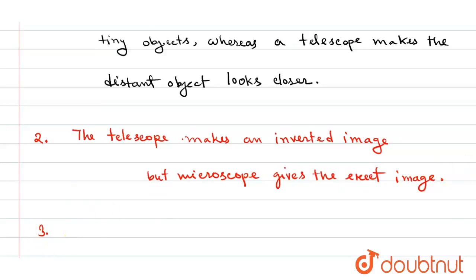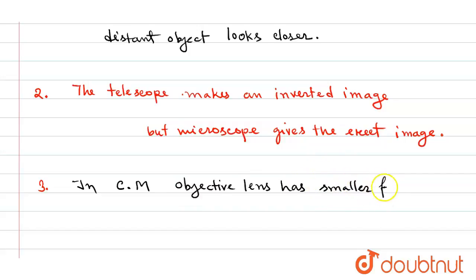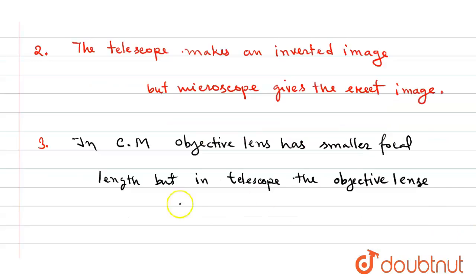Now the third difference is in compound microscope objective lens has smaller focal length. But in telescope the objective lens has larger focal length than the eyepiece.